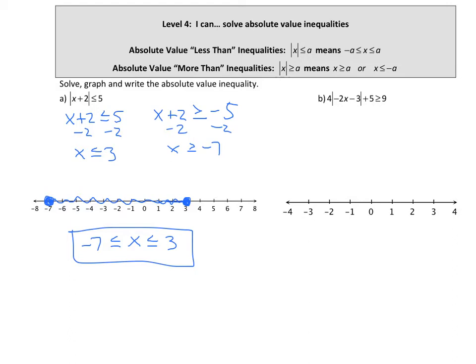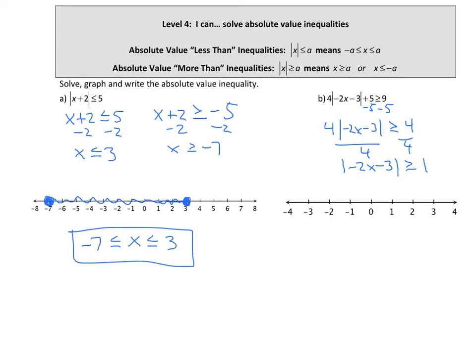Now in the next example, I do have to isolate the absolute value. So first I need to get the absolute value by itself. So I'm going to subtract 5 from both sides, and we get 4 times the absolute value of negative 2x minus 3 is greater than or equal to 4. Then I'm going to divide both sides by 4, and we get the absolute value of negative 2x minus 3 is greater than or equal to 1.